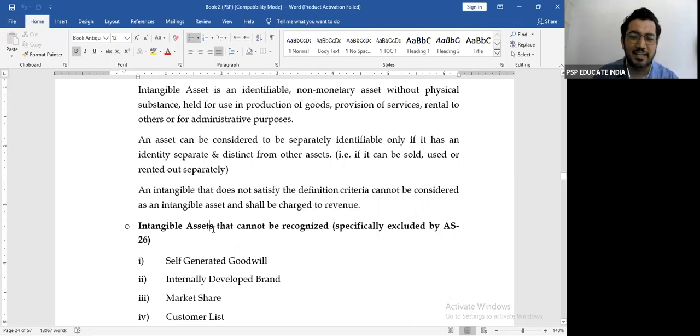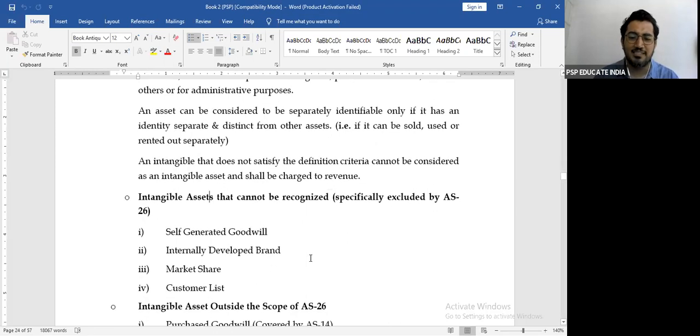Intangible assets that cannot be recognized. Pay attention, these are all intangible assets, but we cannot recognize them. Intangible assets that cannot be recognized. First is self-generated goodwill, right? So tomorrow I will tell you, you know how well I teach. My own goodwill is 100 crore, right? I can say anything. That does not mean it actually becomes your self-generated goodwill.